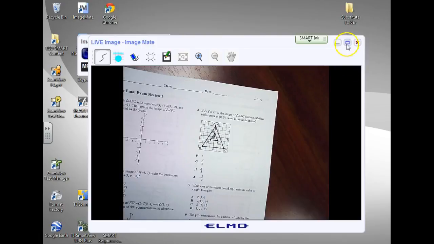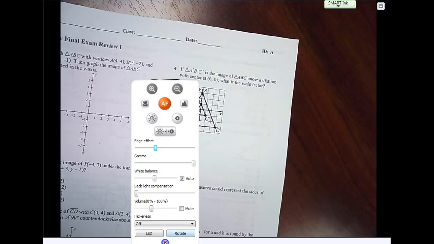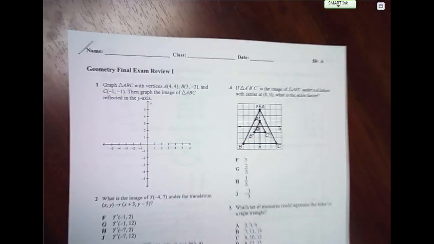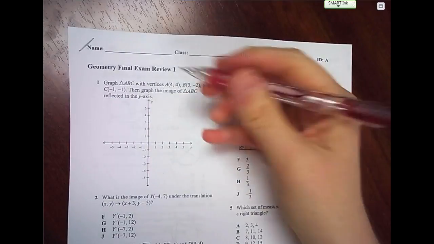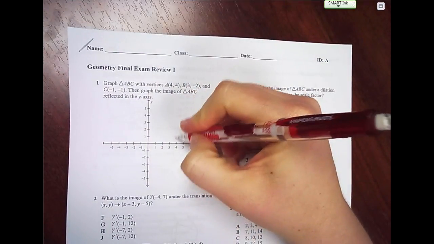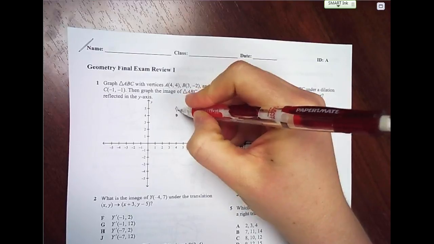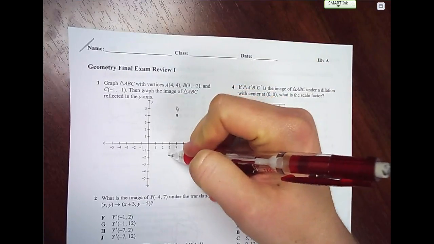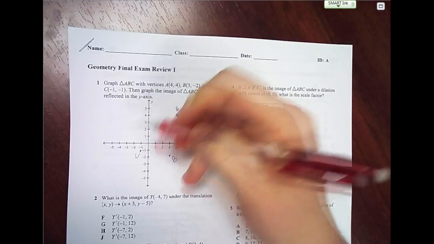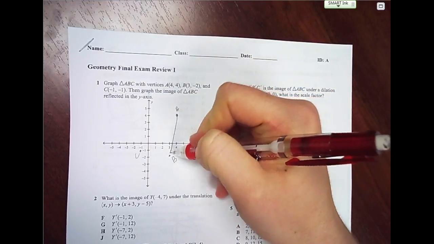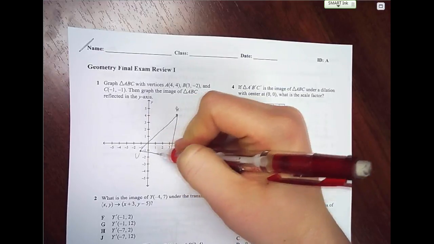All right, so final exam time. Okay, so number 1, it says graph the triangle ABC with vertices. So let's go ahead and just graph those vertices. A is 4, 4, so I'm going to go over 4, up 4. B is 3, -2. And C is -1, -1. So there's my triangle ABC.